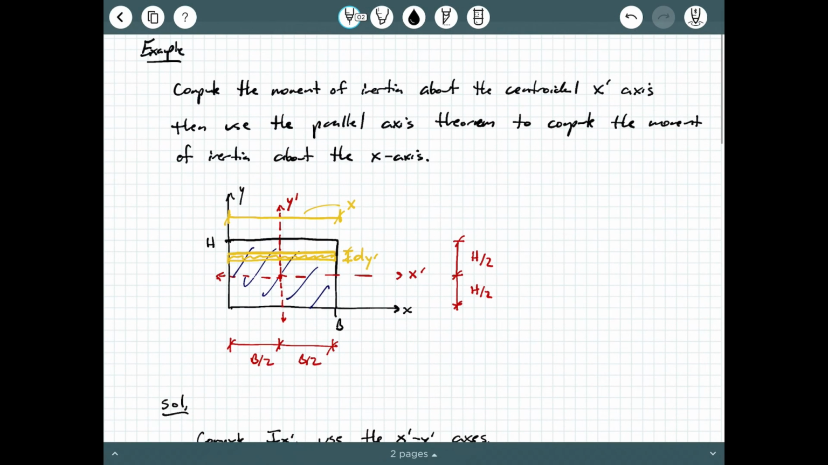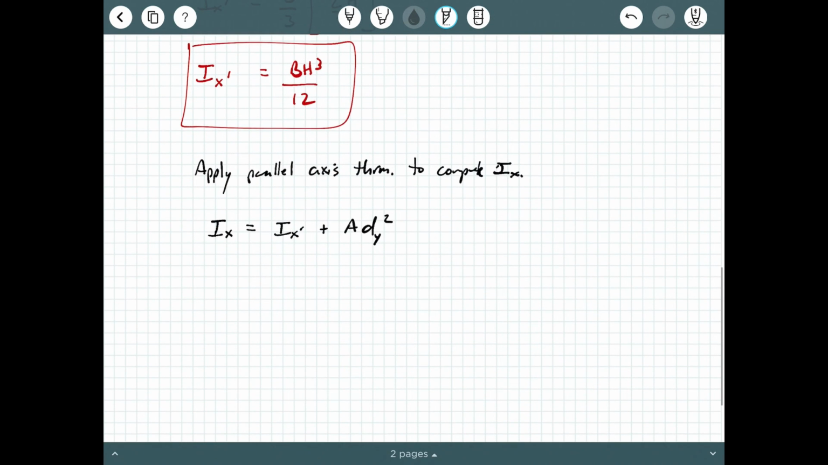Well, where's d sub y here? Well, again, remember from our notes, d sub y is the perpendicular distance from the x prime axis to the x-axis here. And in our case, it's just going to be h over 2, right? That's d sub y right here, all right? So again, we'll make a note of that. D sub y equals perpendicular distance between x and x prime axes. And so in our case for this example, it's just equal to h over 2.